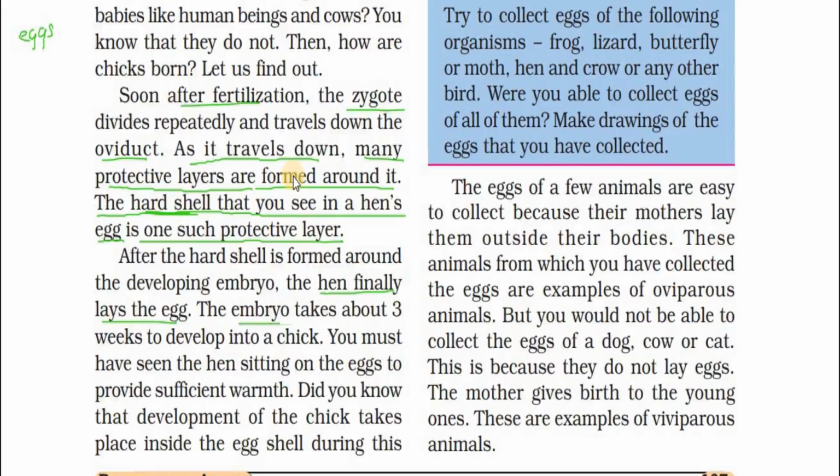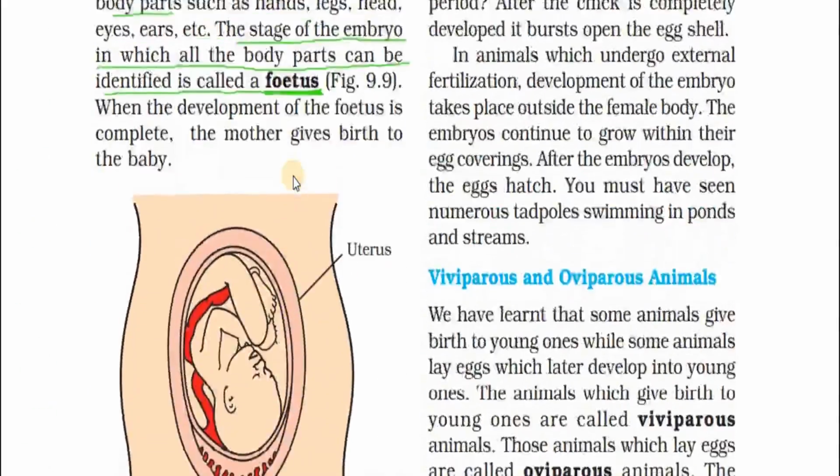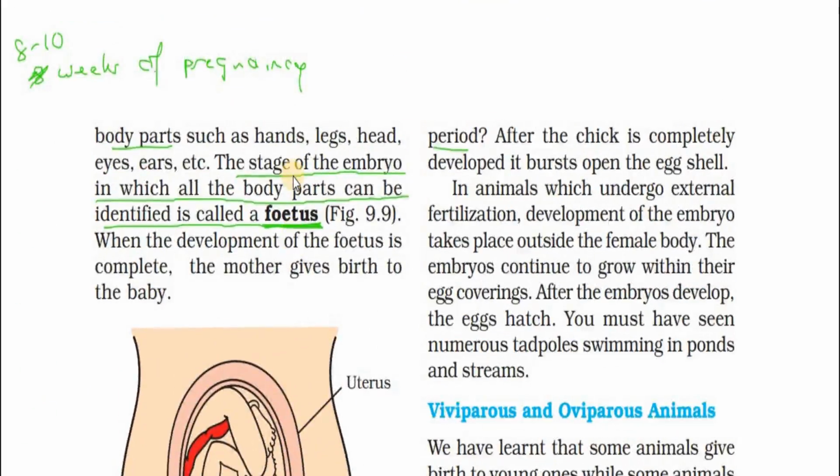The embryo takes about 3 weeks to develop into a chick. So every 21 days, the egg will hatch. So the hen sits on the egg. Why? To provide sufficient warmth. And the development of the chick will take place inside the egg shell during this period. So after the chick is completely developed, what happens? It bursts open the egg shell.